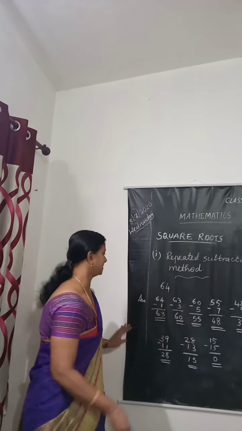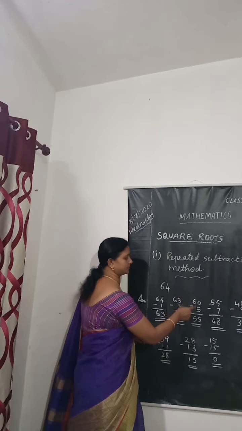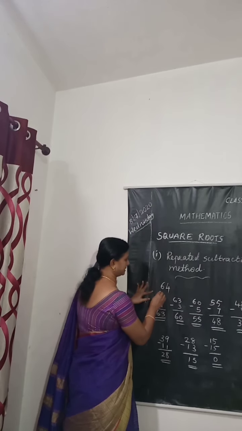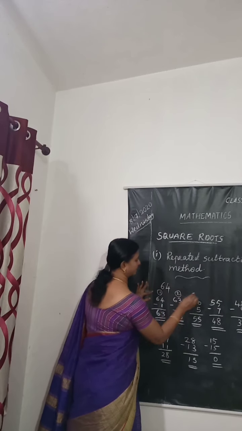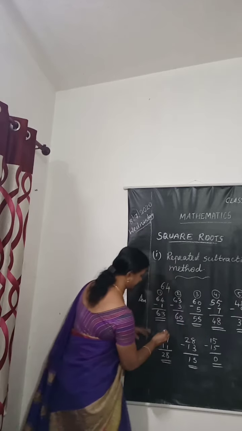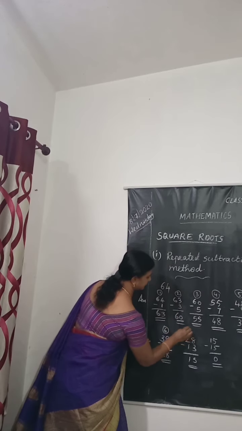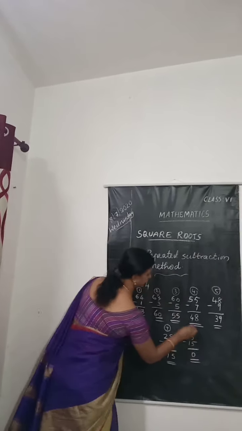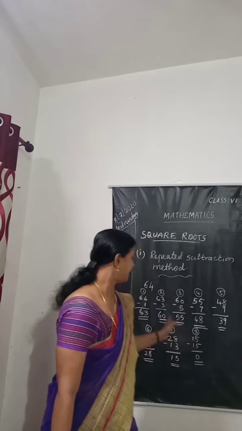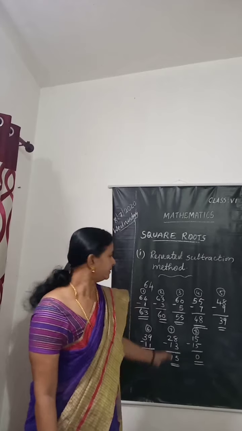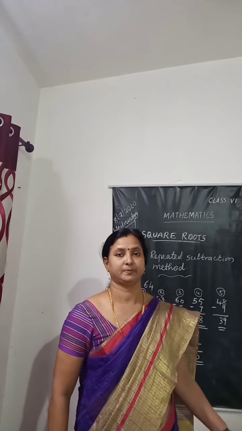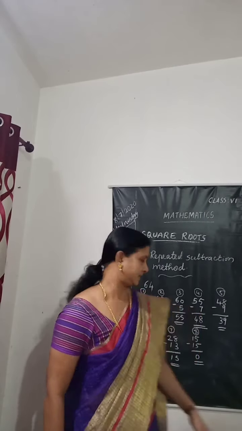So the next step is you will count the number of times you have subtracted. How many times have you subtracted? Let us number it: 1, 2, 3, 4, 5, 6, 7, 8. So how many times we have subtracted? We have subtracted 8 times. So we can say that square root of 64 is equal to 8.